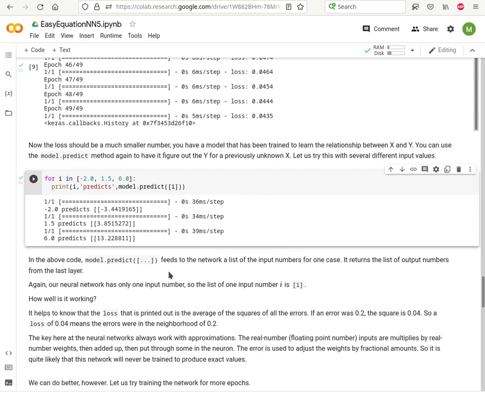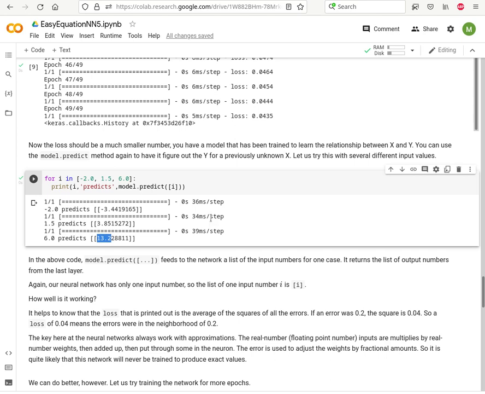So if we run this, we get, well, minus 2 times 2 plus 1 should be minus 3. That's minus 3-ish, kind of off. 1.5 times 2 should be 4. But when we include the plus 1, it's 4-ish. 6 should be 13. So we're getting in range, but we're still off by a good amount, okay?